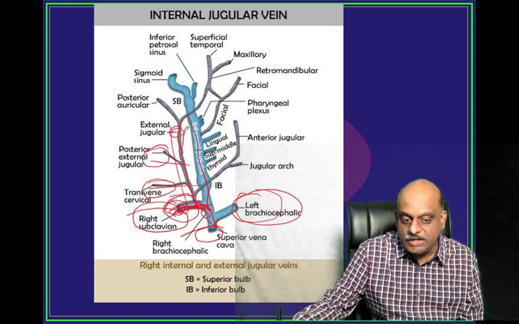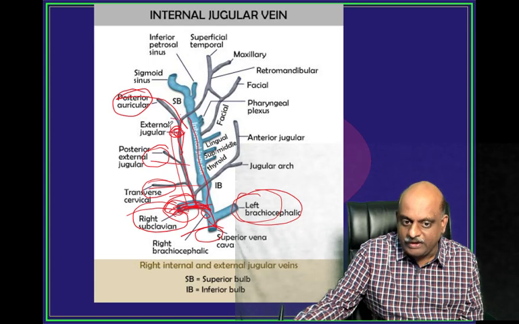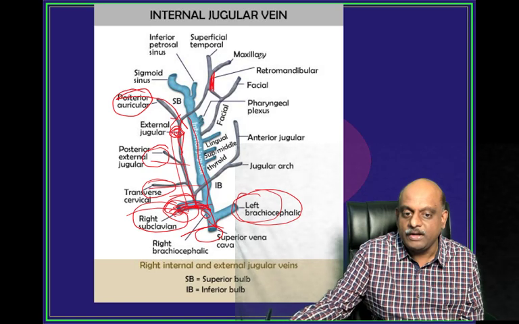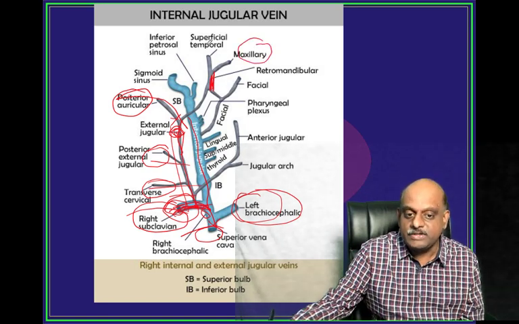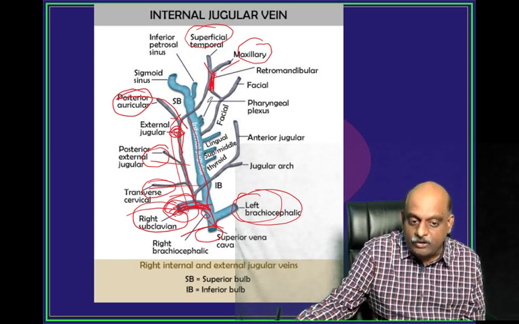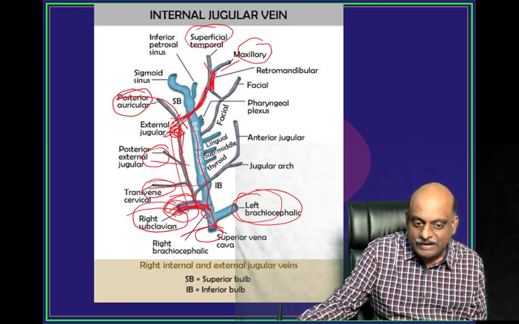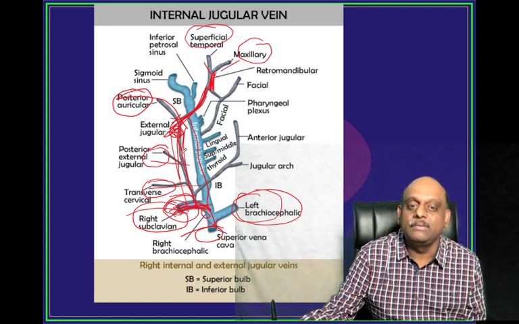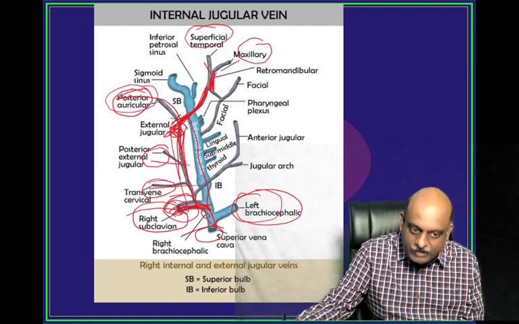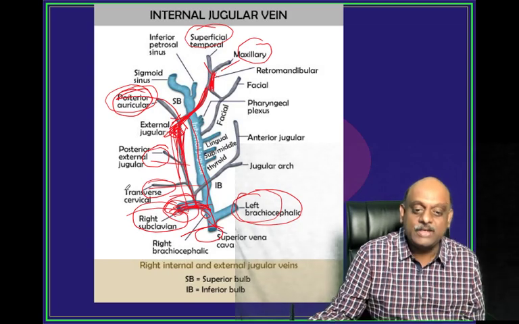Then this external jugular basically is formed by the merging of the posterior auricular vein and the retromandibular vein. How is retromandibular formed? Maxillary and superficial temporal together combine to form the retromandibular. The posterior branch of the retromandibular is the one which is draining into the external jugular. So the posterior branch of the retromandibular and posterior auricular together form the external jugular vein, is what you need to remember.